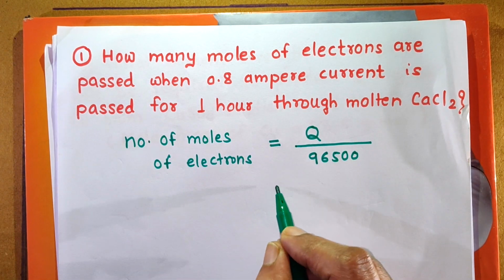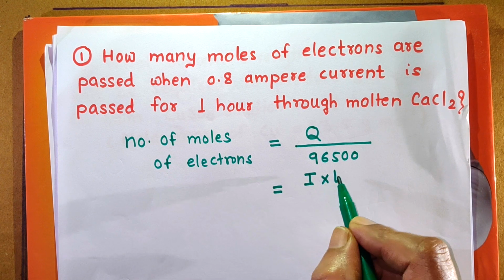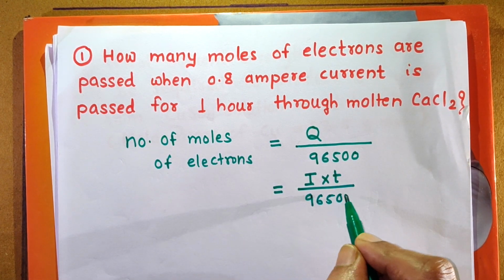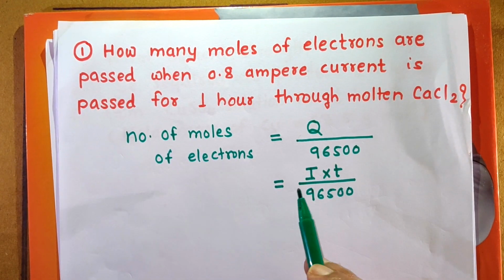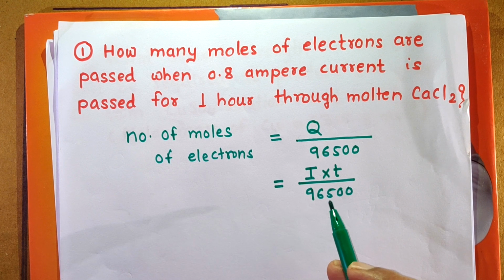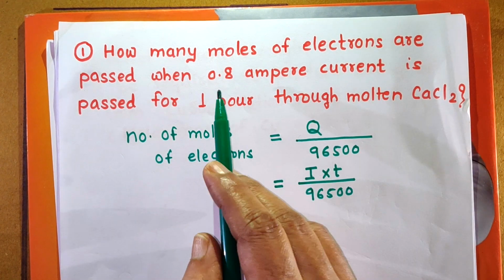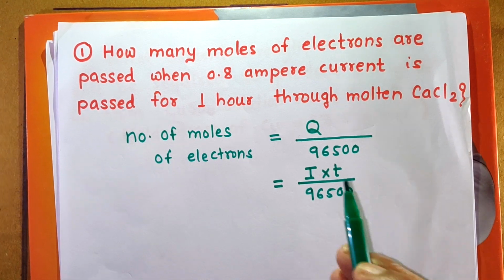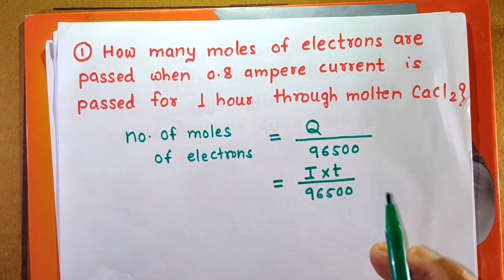So this formula can be modified. Q is equal to I into T upon 96500. So this formula you have to use. Number of moles of electrons is equal to I into T divided by 96500, where I is current in amperes, which is given, and T is, remember here, T must be in seconds. So 1 hour, this time we have to convert it into seconds.